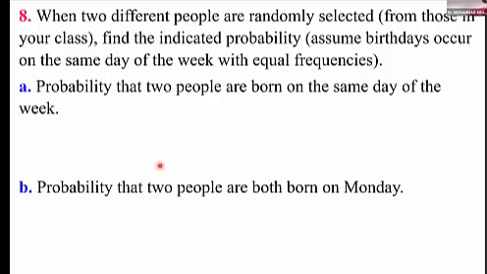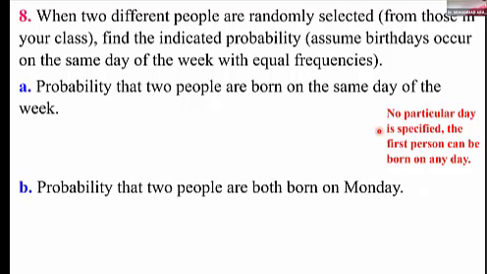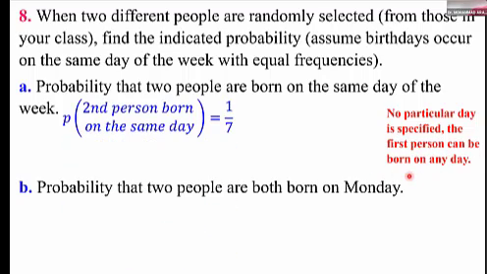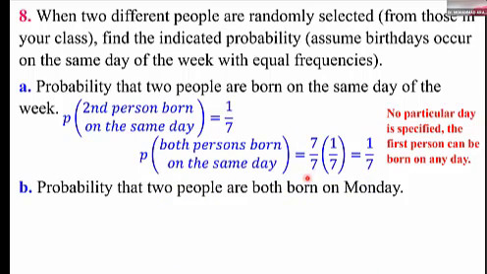So the first person can be born on any day. It doesn't matter. The second one must be born on that day. And that is interesting, the difference between the two. So no particular day is specified. The first person can be born on any day. Therefore, it is the second person that has a 1 out of 7 probability to be born on the same day. Their product would be 1 times 1 over 7, or 7 over 7. The first person can be born on any day, 7 out of 7. But the second person, in order to be born on the same day, has a 1 out of 7 chance. So basically 1 over 7.